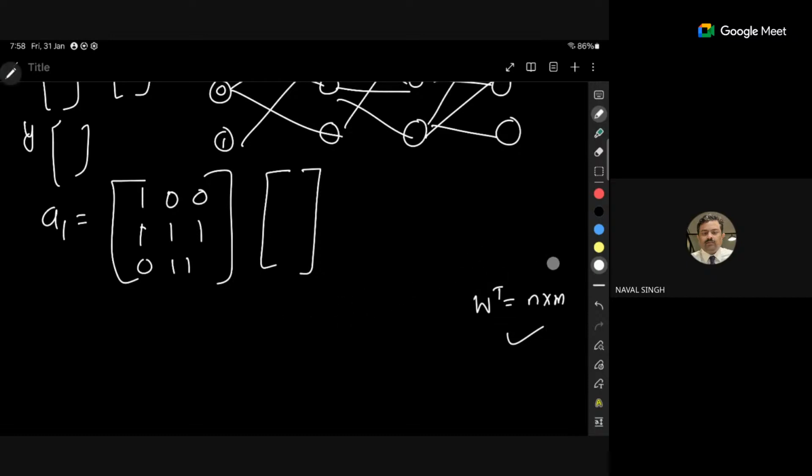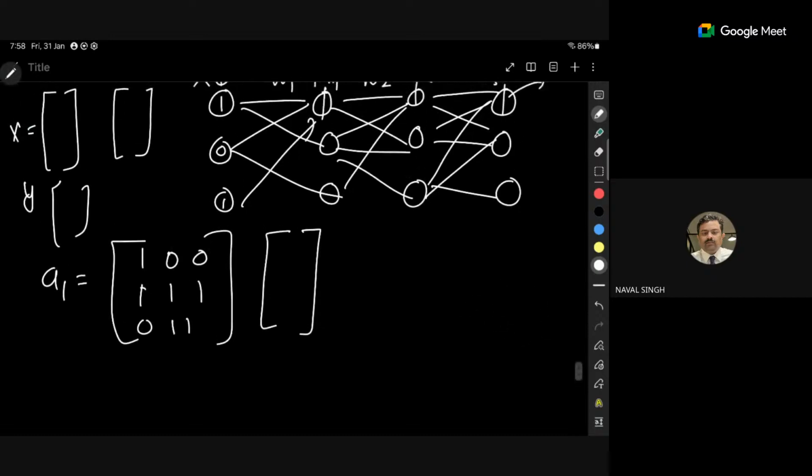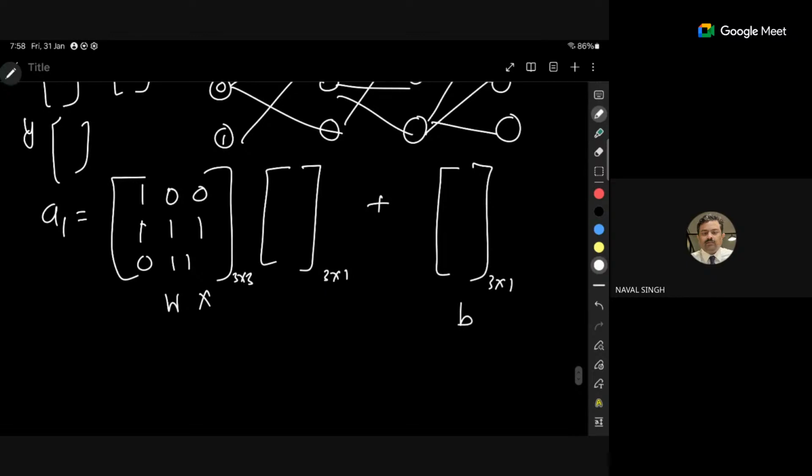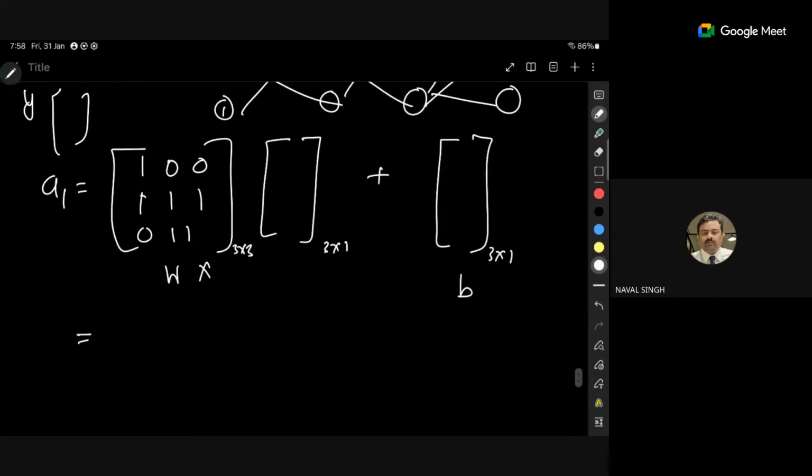So let's say this is weight W X I'm doing, and there is no B, otherwise I would have added this B. The sizes would be 3 cross 1, 3 cross 3, 3 cross 1. So what will be the output of this? What could be the size I am expecting? Size 3 by 1, right?